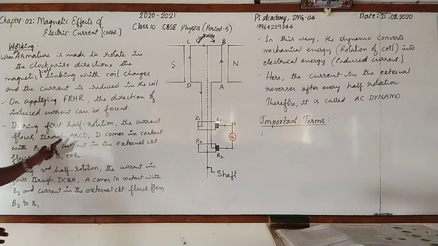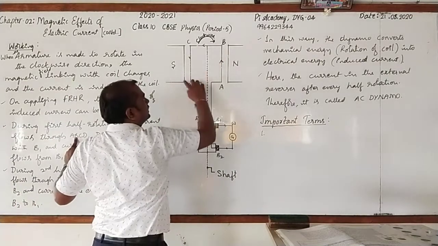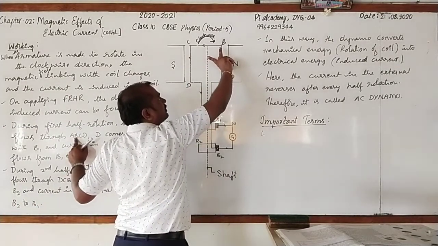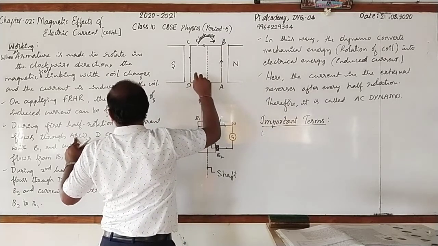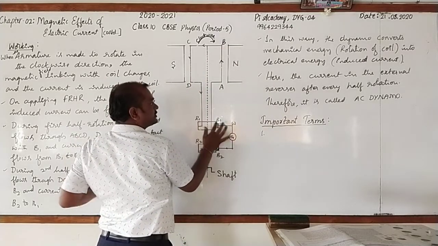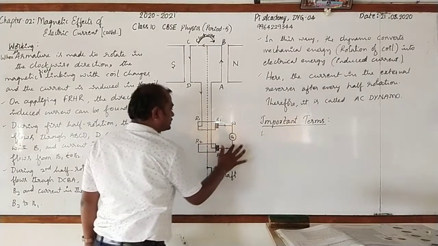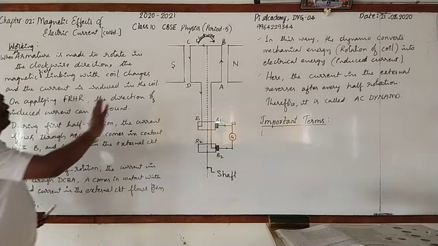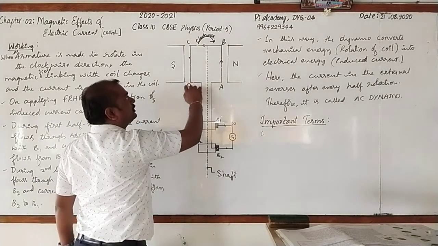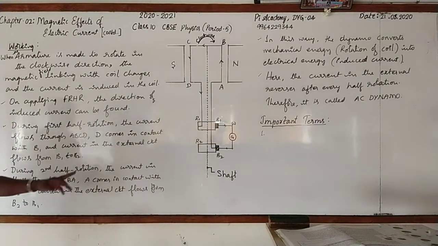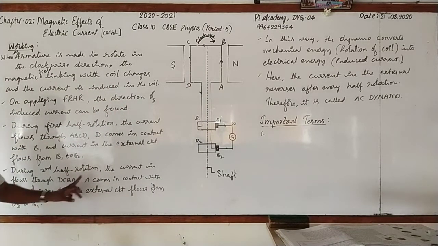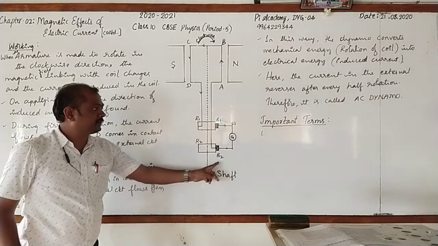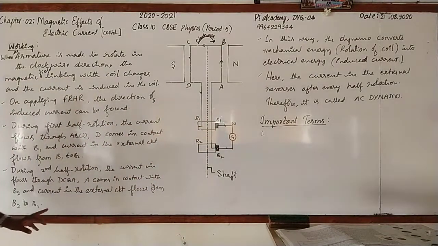the current flows through ABCD. This can be known by using Fleming's right hand rule. ABCD, and D comes in contact with B1. Current in the external circuit flows from B1 to B2. Next, during next half rotation, current flows through DCBA and A comes in contact with B2. Current in the external circuit flows from B2 to B1.